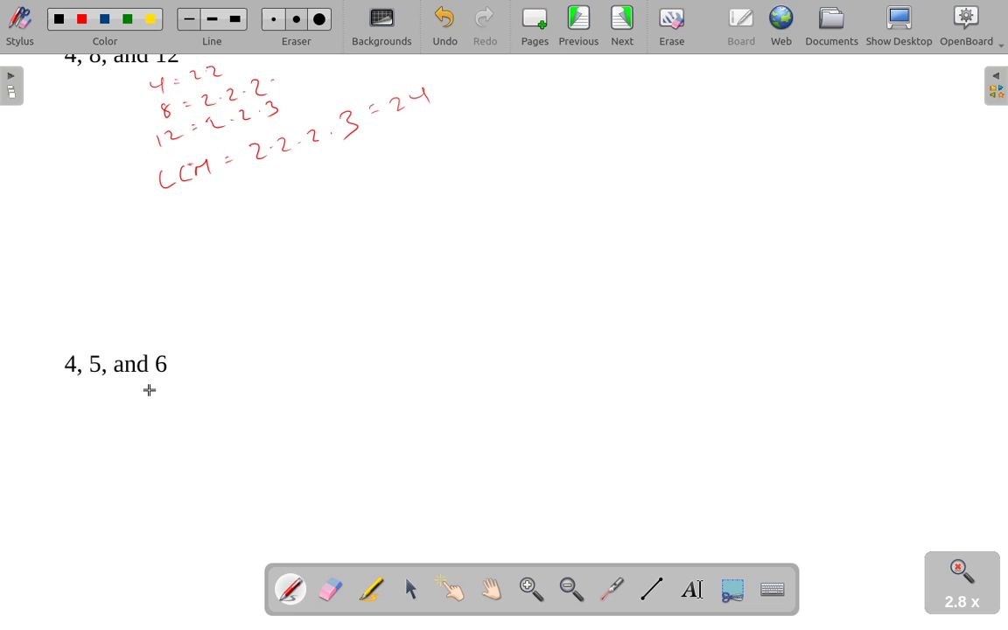If we want to find the least common multiple of 4, 5, and 6, 4 is 2 times 2, 5 is prime, and 6 is 2 times 3. So my least common multiple needs 2 2's, because that one says we need 2 2's. This one says we only need 1. We make it happy if we have 2. We need 1 3 and 1 5. 2 times 2 times 3 times 5 is 6 times 10. That's 6, that's 10, which is 60.